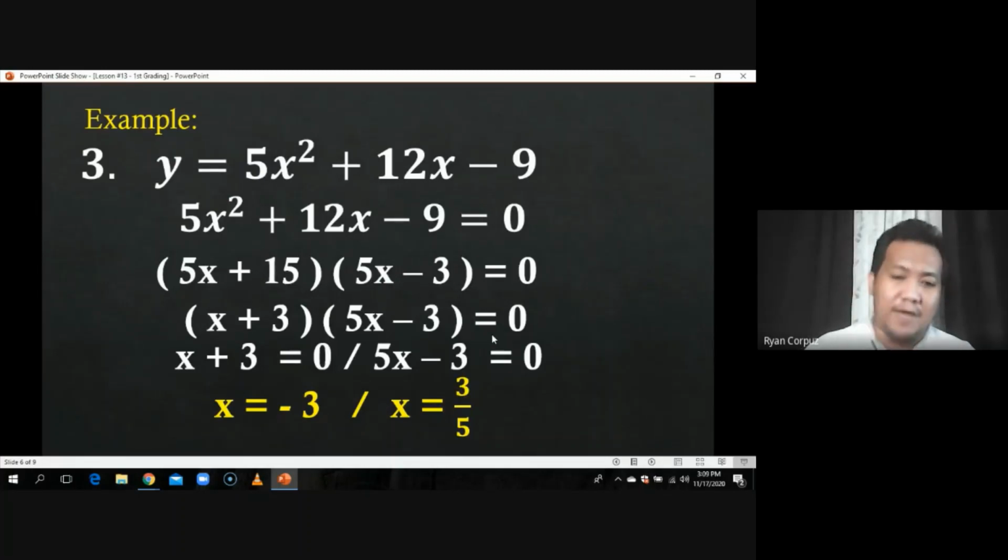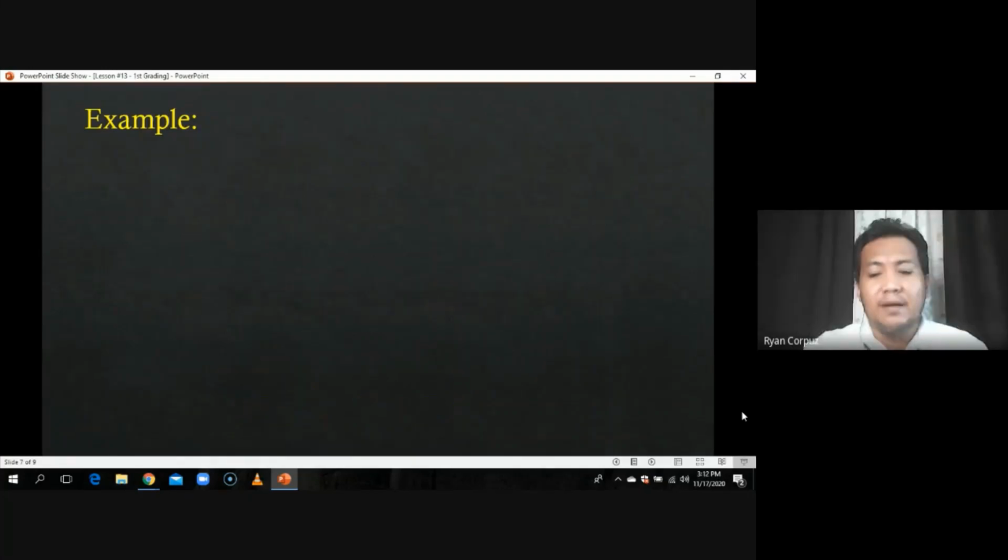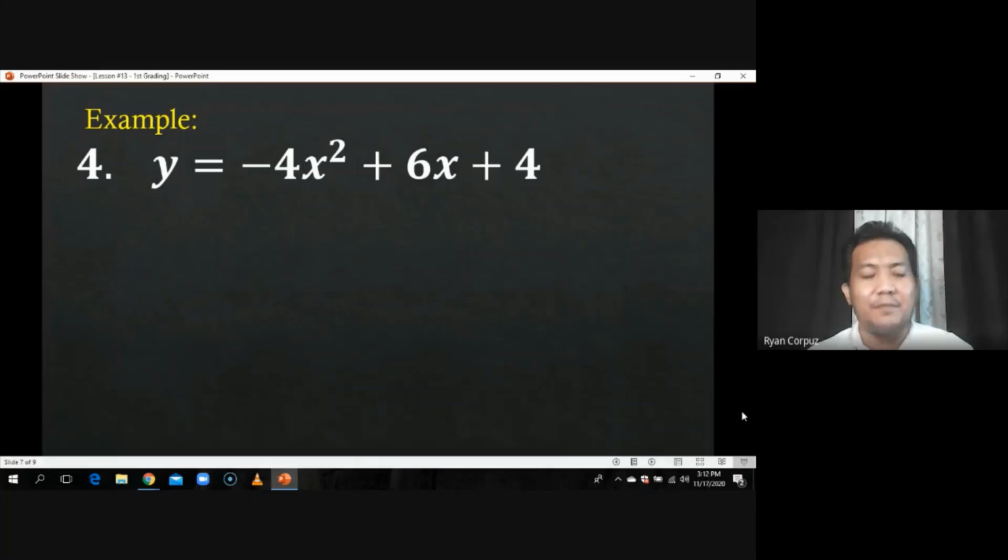And again, just like the first two examples, since we do have here two values of x, that means when we graph this equation, the quadratic function using a Cartesian plane, the parabola will intersect at points negative 3 and 3 over 5 on the x-axis. Did you get example number 3? Okay, let's answer now example number 4. So example number 4, the given is y is equal to negative 4x squared plus 6x plus 4.